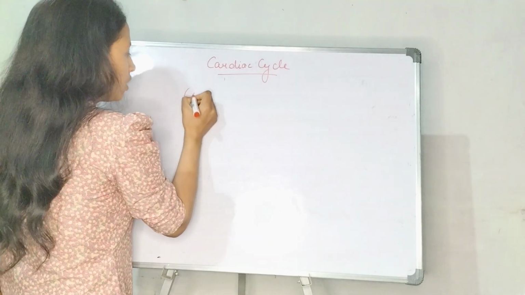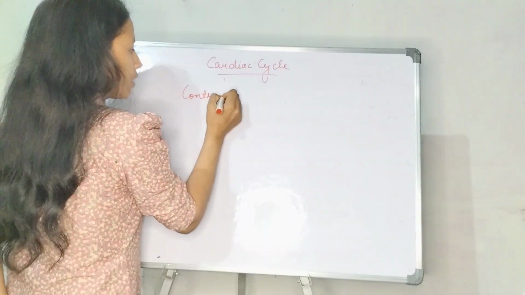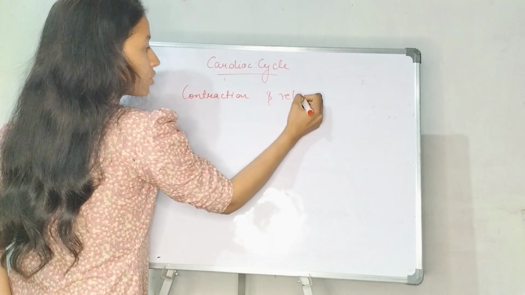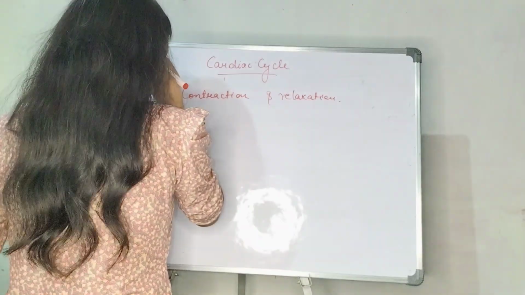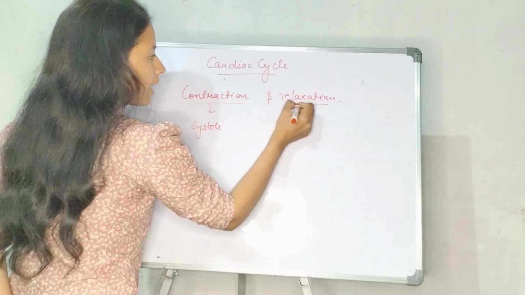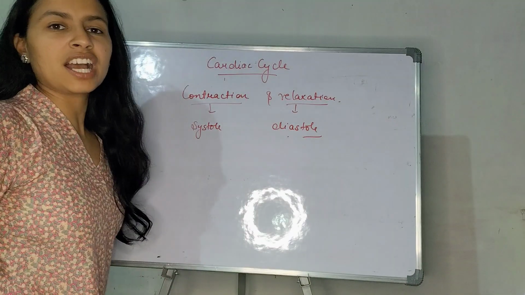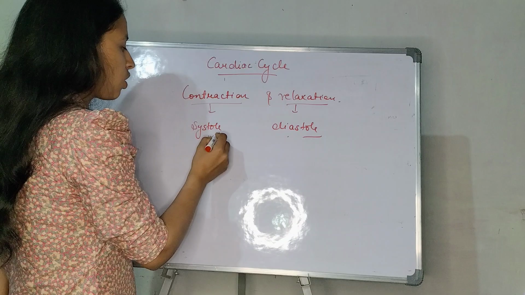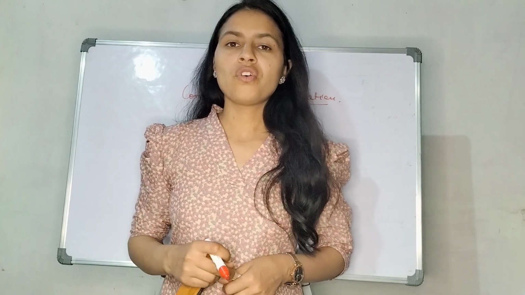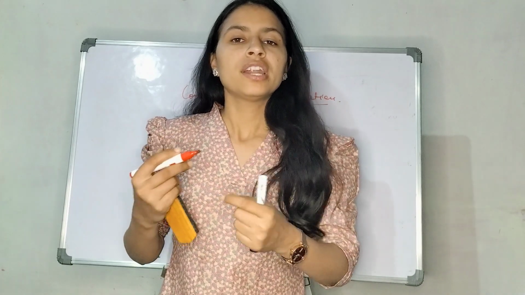So firstly, we know the meaning of contraction and relaxation. Contraction means systole and relaxation means diastole. So when we study the cardiac cycle, the two words we use are systole and diastole. In the cardiac cycle, there are three stages. First is atrial systole, second is ventricular systole, and third is joint complete cardiac diastole.